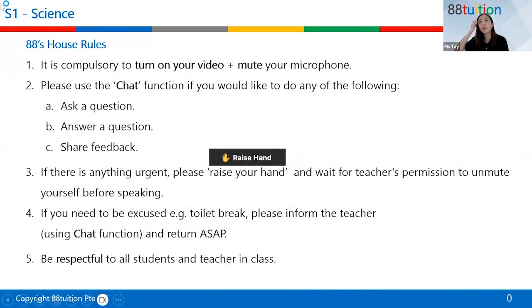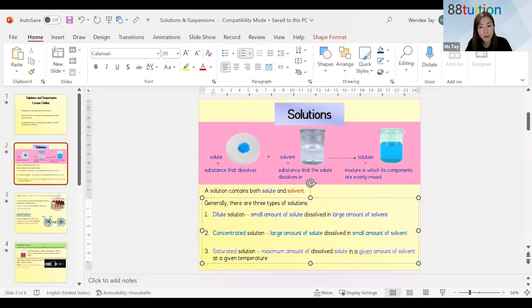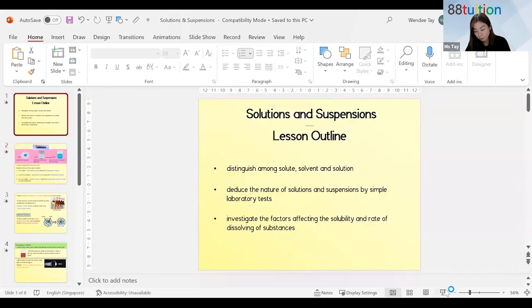Now, today's lesson, we are going to look into solutions and suspension. I think if you can recall, the students who were here previously, we did talk a little bit about homogeneous and heterogeneous mixtures. So what are they? In fact, for the homogeneous mixture, we call them solution. Heterogeneous, we actually call them the suspension.